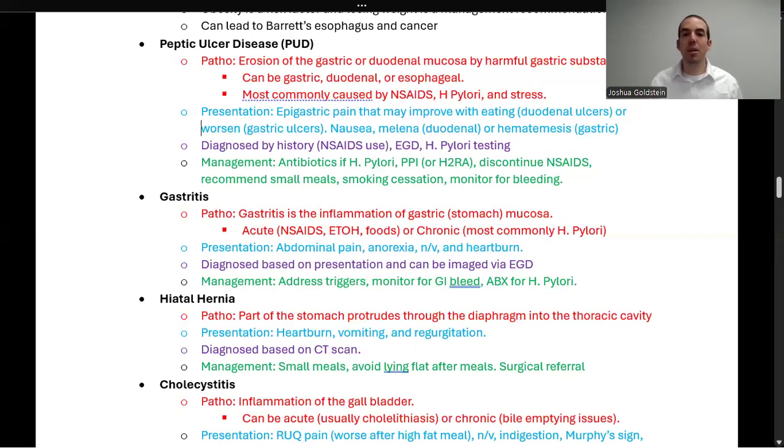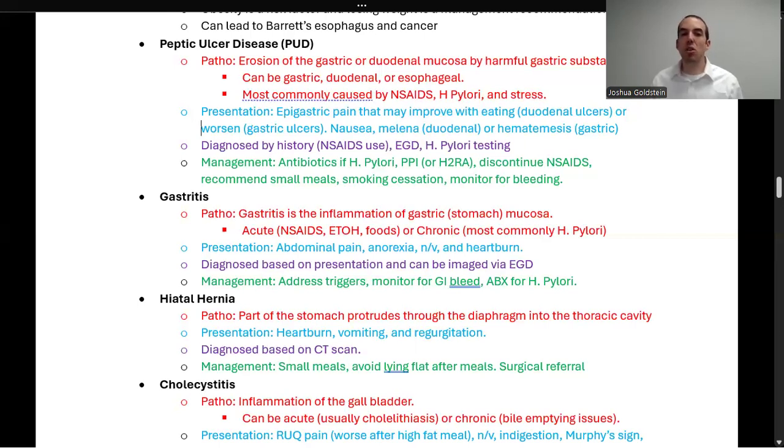A PPI is a proton pump inhibitor, such as omeprazole or pantoprazole. Those are over-the-counter medications known as Prilosec or Protonix, or an H2RA, which is a little bit less powerful of a drug, and that's going to be famotidine. Over-the-counter is Pepcid. We're also going to make sure to prevent this in the future, so we're going to discontinue any NSAIDs that they're on.